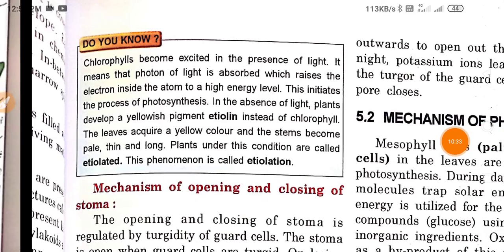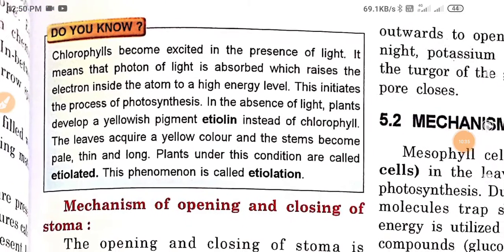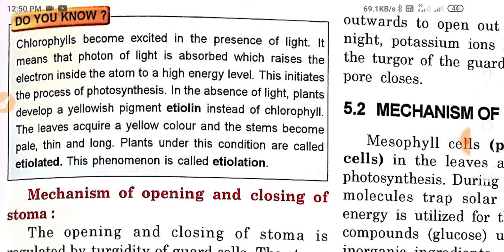One more interesting term comes here: chlorophyll becomes excited in the presence of light. It means a photon of light is absorbed, which raises the electron inside the atom to a higher energy level. This initiates the process of photosynthesis.